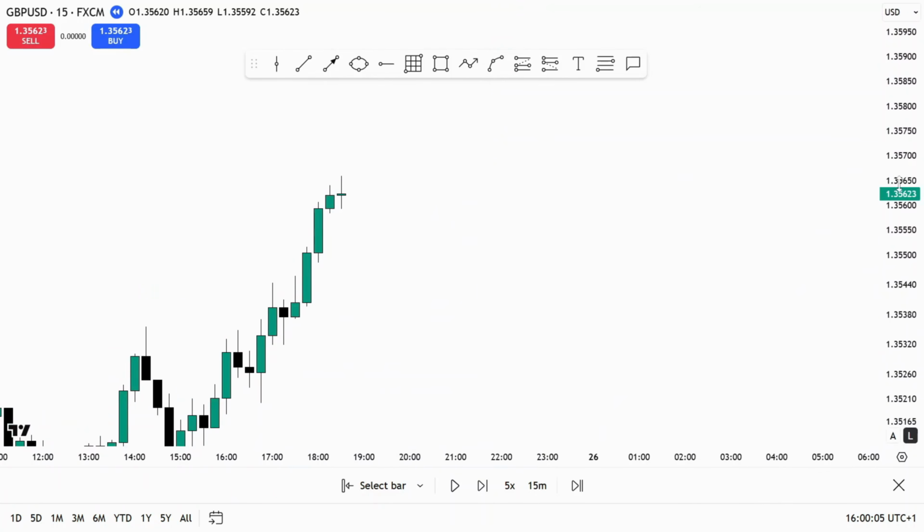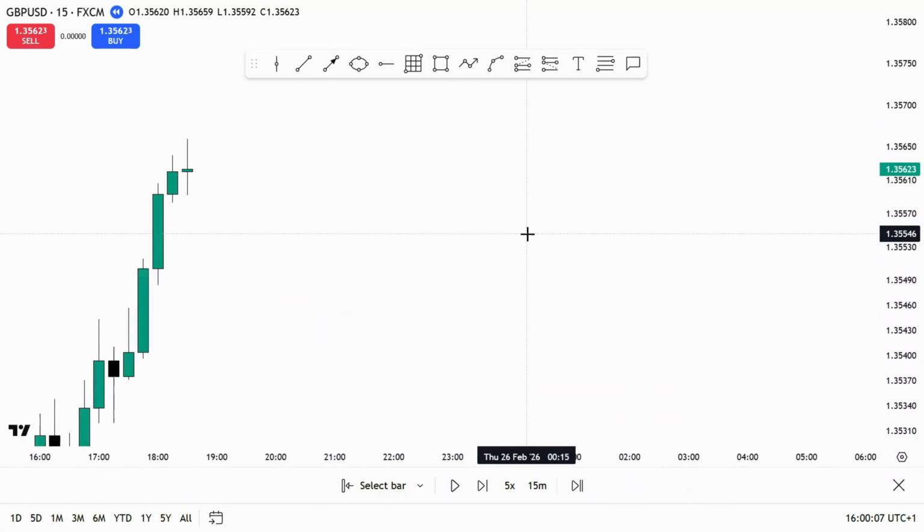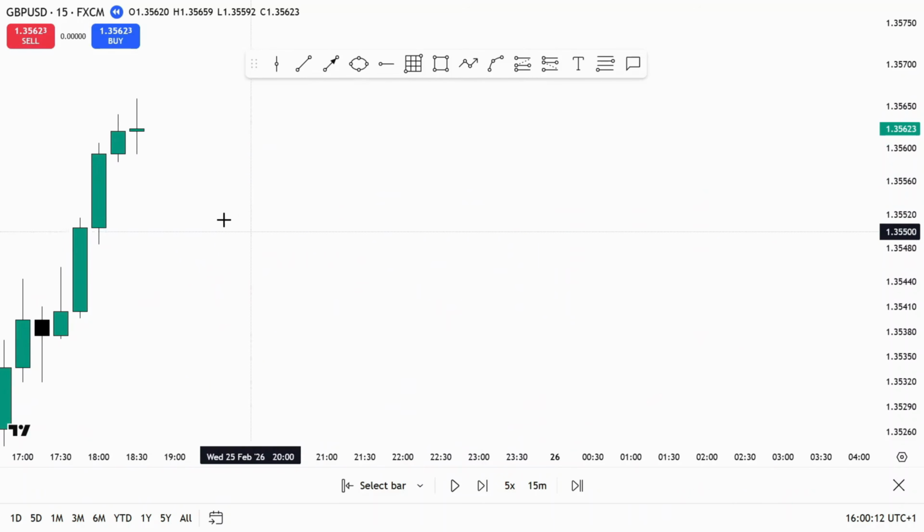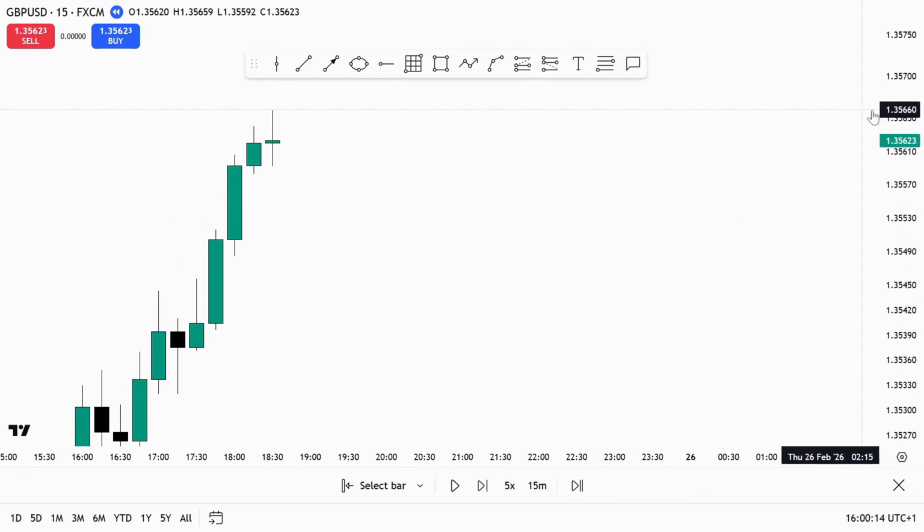And right now, if price wants to continue pushing to the upside, then either this fair value gap or this fair value gap should be respected. So let's just mark them out.